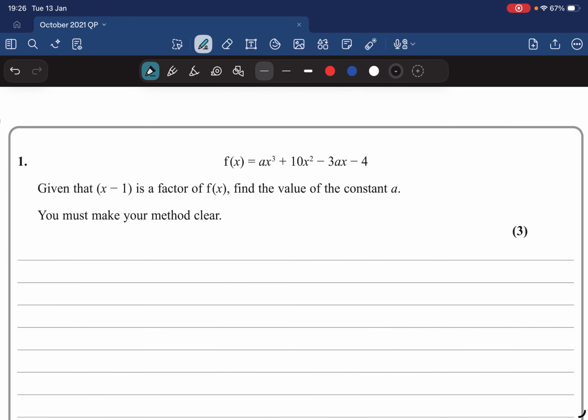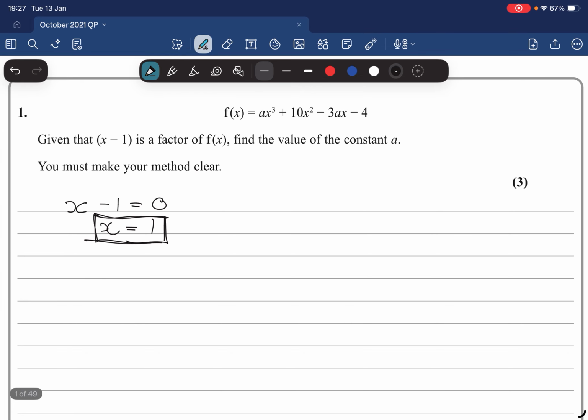Okay, given that x minus 1 is a factor of f of x, find the value of constant a. You must make your method clear, guys. Make it clear. These guys want it clear so they can mark it. So this one should be pretty simple. First of all, x minus 1 is equal to 0, so we get x equal to 1. Pretty simple, guys. Nothing too hard yet.